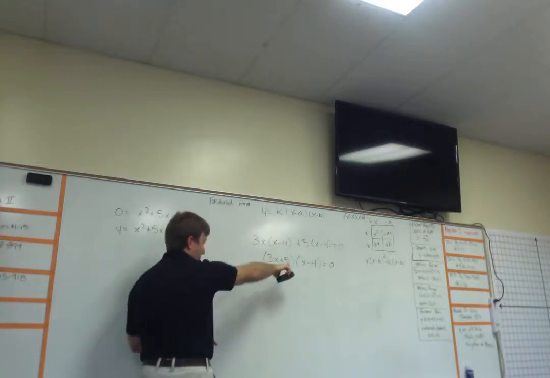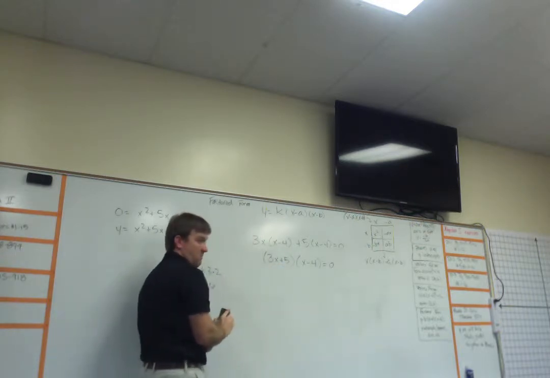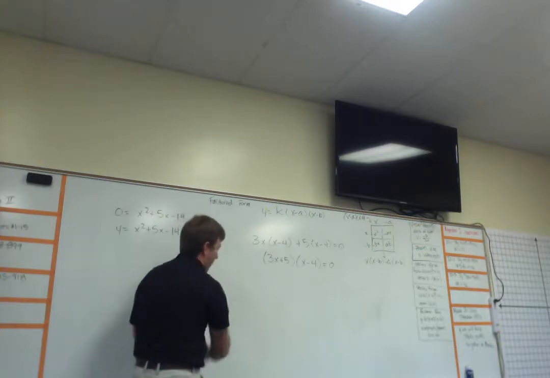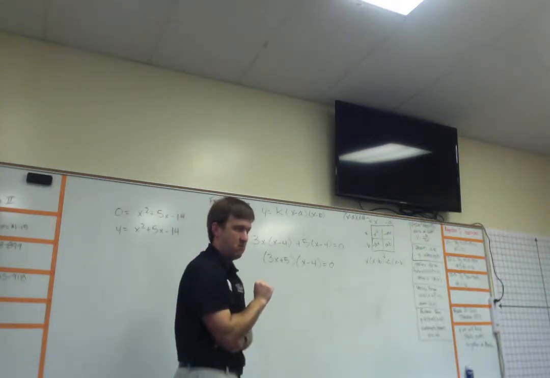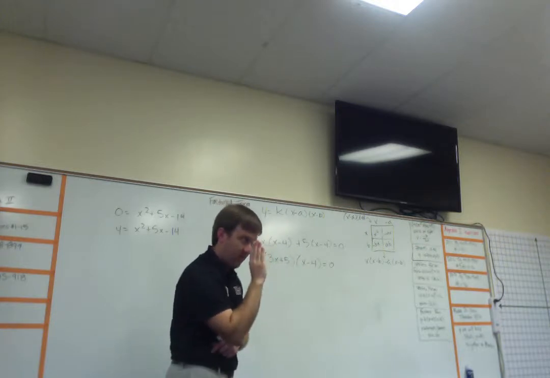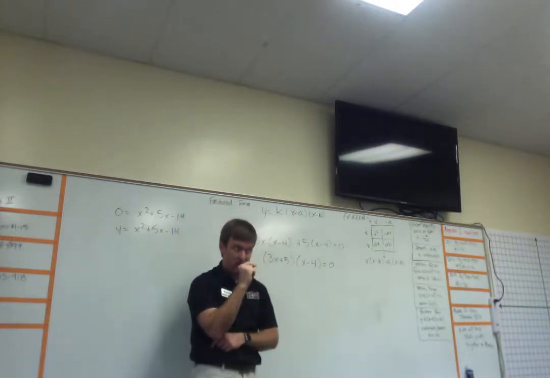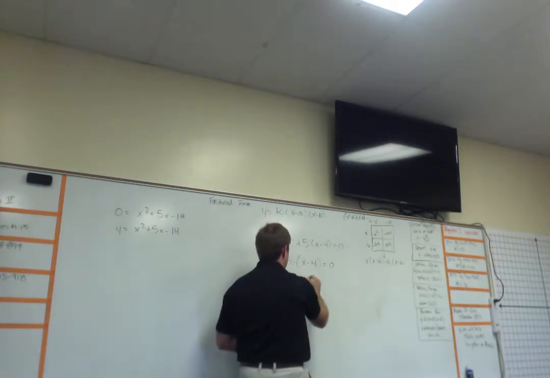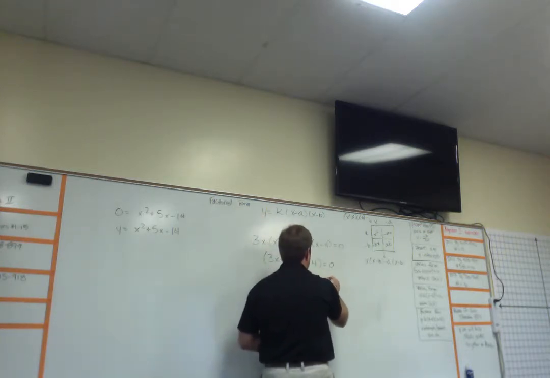So which one of those is easy to do? If I'm looking at those two binomials, which one is very easy to see a value of x that makes it 0? x minus 4, because for that one, x equals what makes it 0? 4. When x equals 4. So I go like this: if x minus 4 equals 0, then x equals 4.